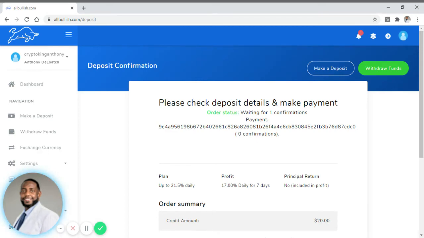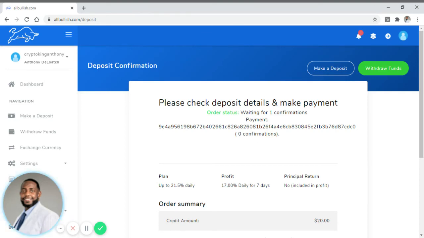So with $20, I think I sent like 21 to make sure that I got the entire amount over there. But with $21, you would actually earn profit off of that, right? So it's a small amount, but you'll earn profit daily off of that $21. So let's say I put $21 times 17%, that's going to be $3.57, which I will earn every single day for 7 days. So if I do that times 7, that means that I will earn $24.99 in 7 days.